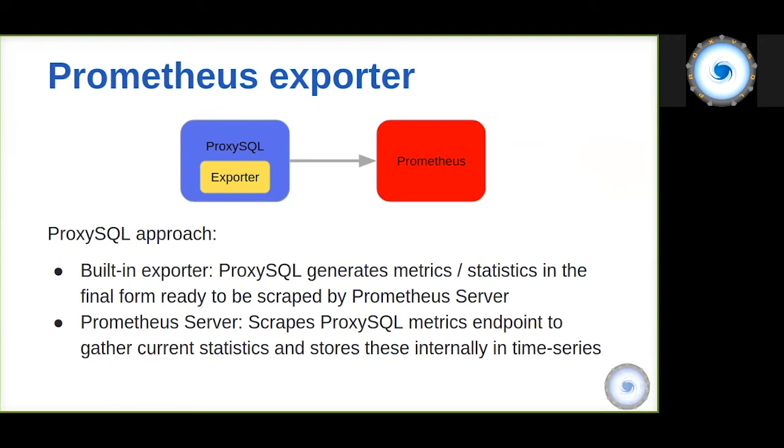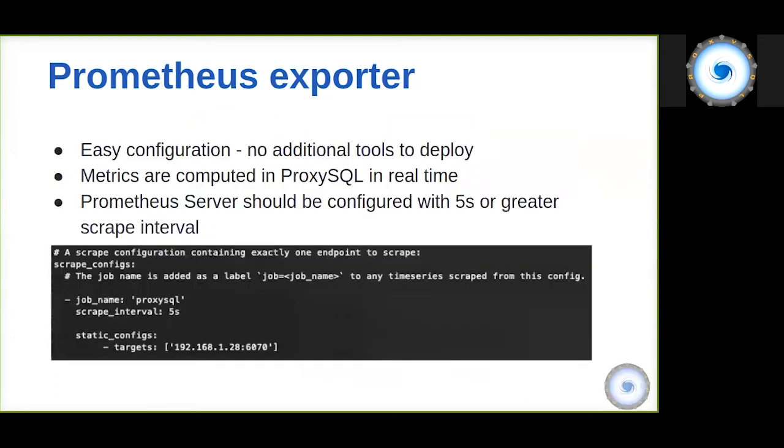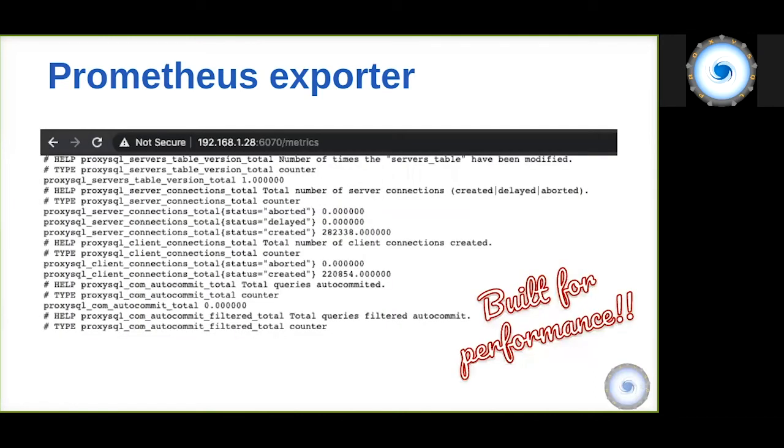Getting a bit more into details, as I was saying, this becomes easier to configure because you don't need an external tool anymore, and ProxySQL generates those metrics in real time. So all you have to do in reality is just configure the Prometheus server to connect to ProxySQL and scrape at a certain interval. This is an example of how it looks. ProxySQL itself, listening on port 6070, will export those metrics.